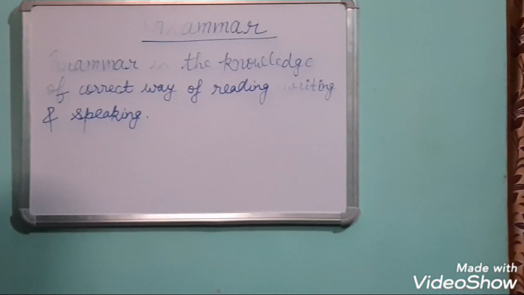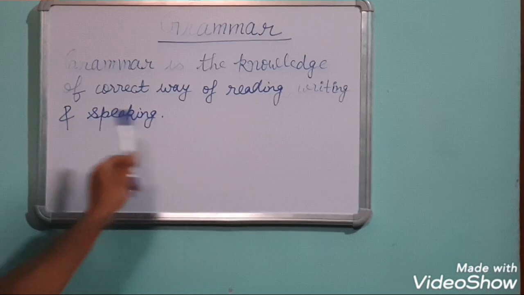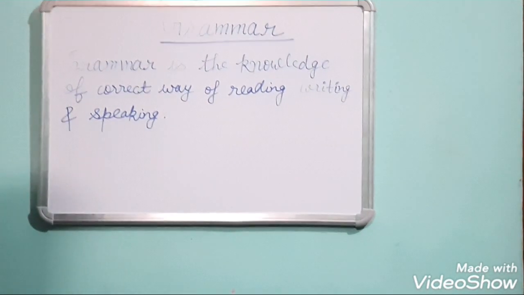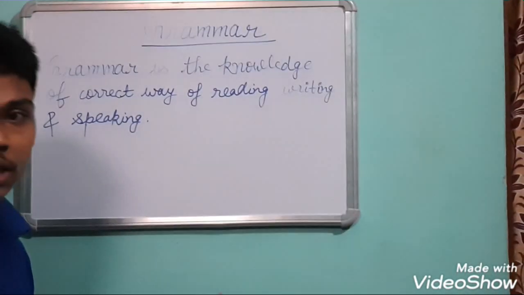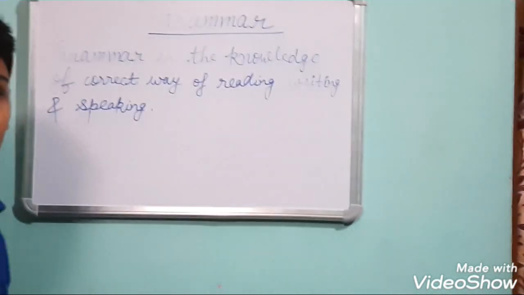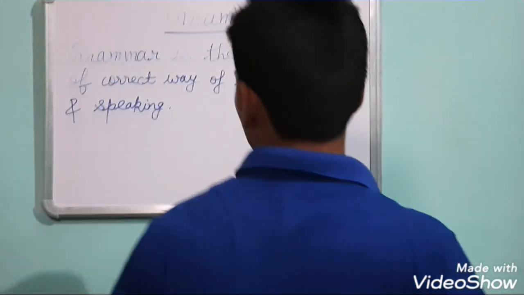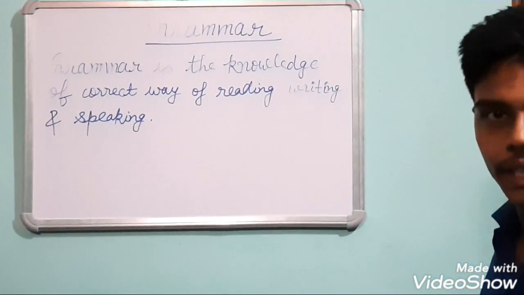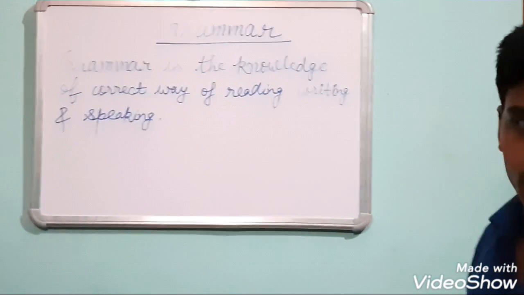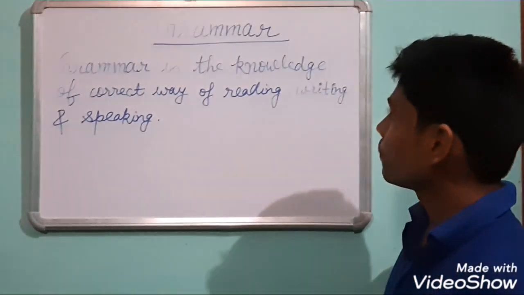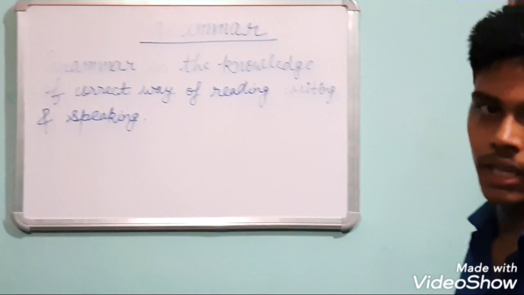So here we can understand that grammar is nothing but the knowledge of the correct way of reading, writing and speaking. Through grammar we must have knowledge of how to read things, how to write things, so that we can communicate, and speaking to communicate ourselves. It also means the subject through which we get the knowledge of reading, writing and speaking skill, which is called English grammar.